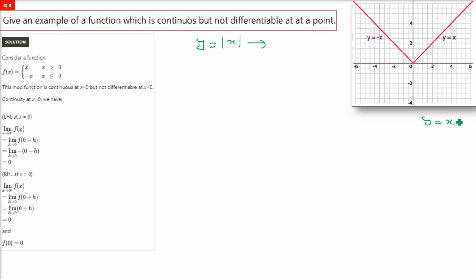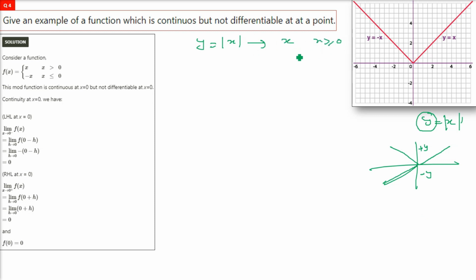See, if you have a line y equals x, this is a simple line which is passing through the origin. When you take the modulus, that means you cannot have a negative y value. A negative y value can only be made positive when you multiply a negative with a negative. So the line below has to go up. That is how the definition of this function has come.